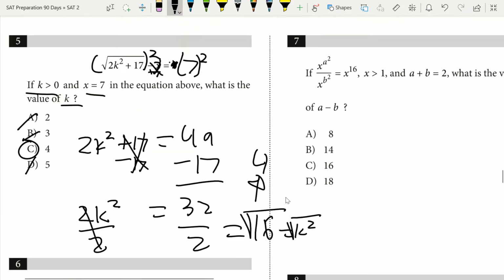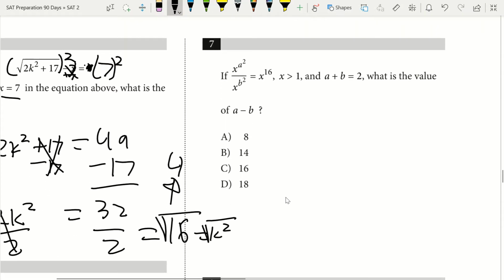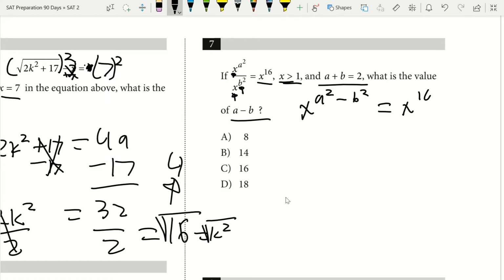Okay, question 7. Okay, I've got stacked equations with same base, different exponents, equal x to the 16th. x is greater than 1. a plus b is 2. What's the value of a minus b? All right, so I've got x to the power of a squared. I can go ahead and subtract that b squared then. So I'll have x to the power of a squared minus b squared. Okay, I know that that's equal to x to the 16th. Therefore, 16 must equal a squared minus b squared.